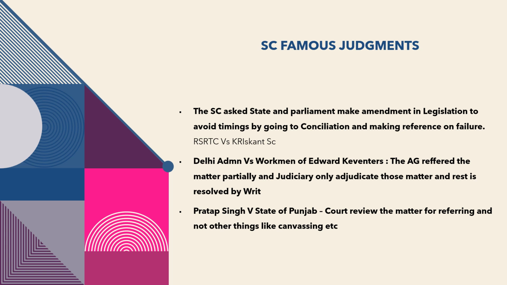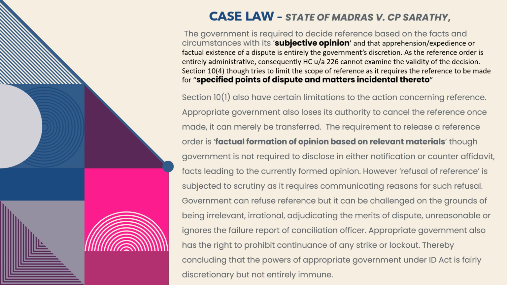In the case of Pratap Singh versus State of Punjab, the court reviewed the matter for referring and not other things like canvassing. The court's objective is to resolve the matter. They will see the material facts and they are not going to see whether any other party is a like-minded party or political party or something like that. That is observed in Pratap Singh versus State of Punjab.